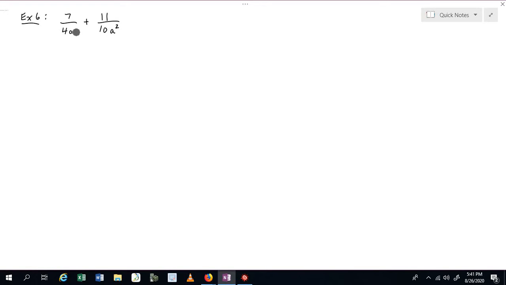But you can't add them unless you have the same denominator. Just like fractions, you can't add fractions unless you have the same denominator. And so what we do in those cases is we try to find the least common denominator, or at least a common denominator, okay? But let's try to find the least common denominator. Okay, and so the way you can find the least common denominator is to factor both of the denominators that you have.